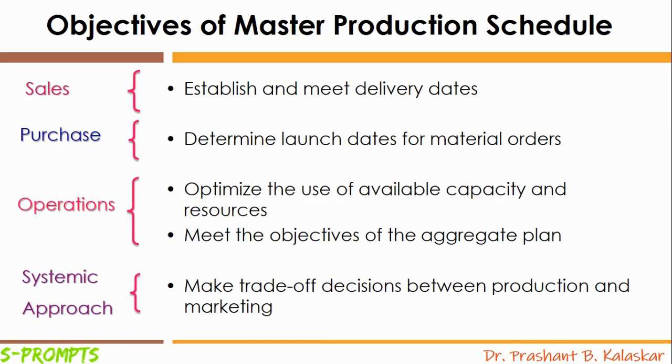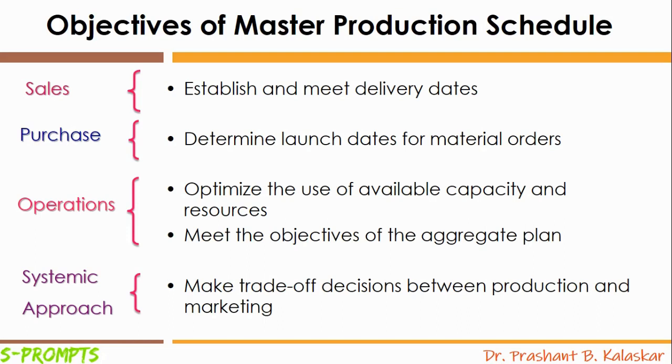Thus, we can say the objectives of MPS are: MPS ensures the delivery dates and fulfills sales order promises in the market, thus ensuring customer satisfaction. Second, as per the production plan generated in the master production schedule, it also ensures availability of required materials in desired quantities to produce demanded quantities of finished goods. Through the operations department, the master production schedule also optimizes the use of available capacity and resources to produce maximum quantities of products to match market demand, thus meeting the objectives of aggregate planning.